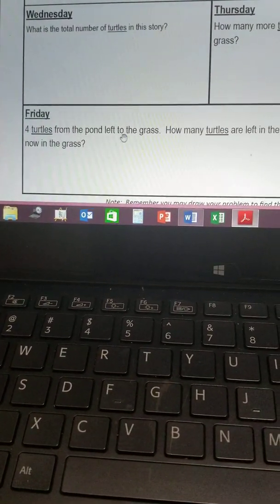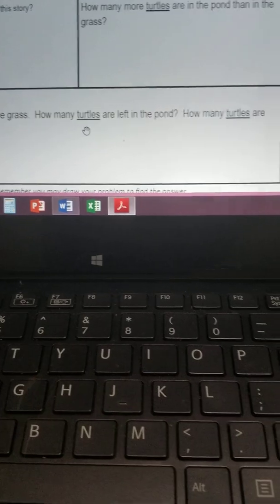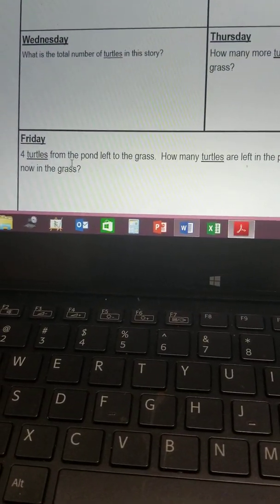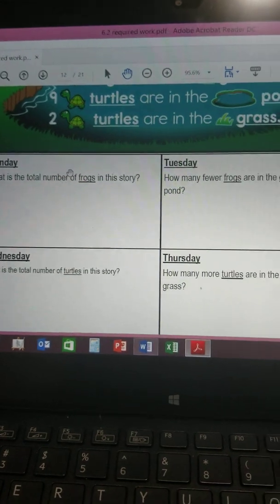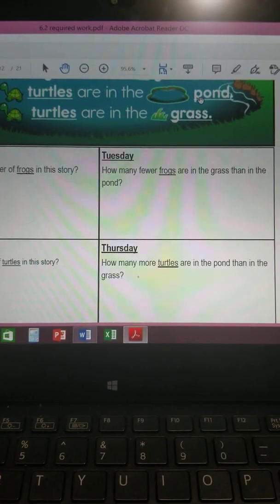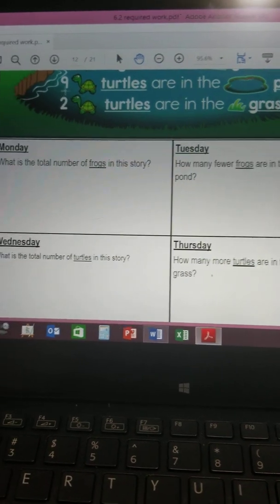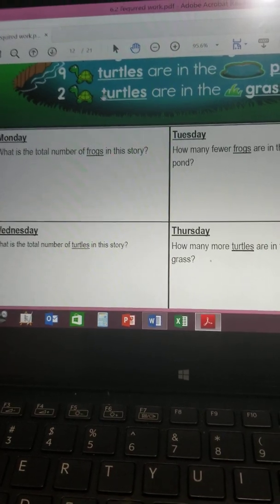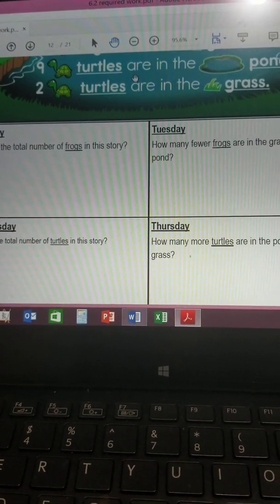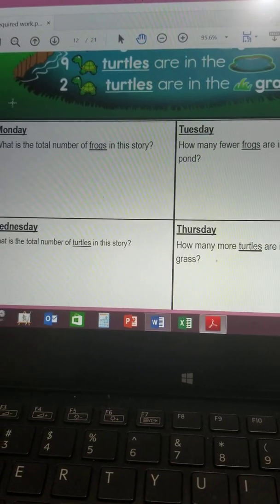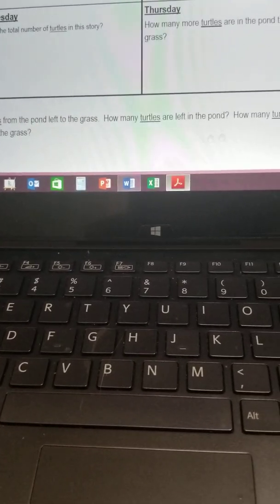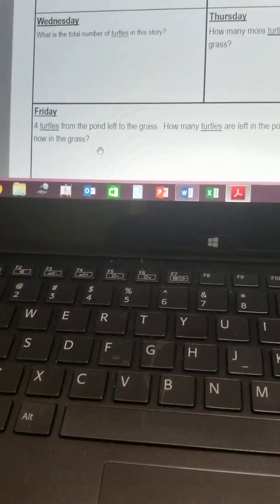Friday: 4 turtles from the pond went to the grass. So now how many turtles are left in the pond? And how many turtles are now in the grass? So come over here and remember to start with the turtles that are in the pond. You had 9 turtles in the pond, and 4 of them got out of the water and walked over here to the grass, and now they're sitting in the grass with the other turtles. So how many turtles are left in the pond, if you had 9 in there and 4 of them crawled up on the grass? And how many turtles are now on the grass?